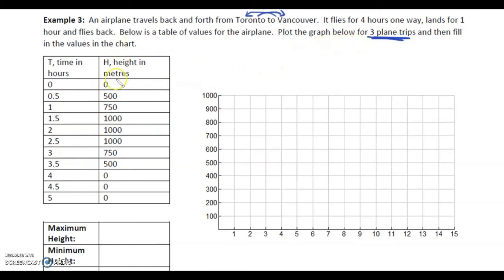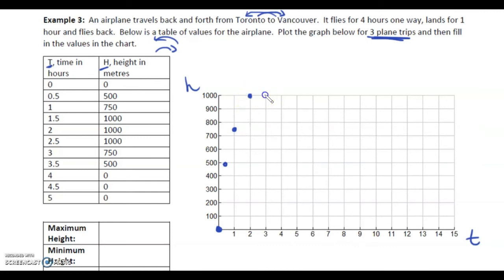So here's the thing. We're not going like there and back in the graph. We're actually going to just do time and height. Okay, so this is going to be height, this is going to be time. Oh, and we already have an x and the y-axis, so let's actually plot 0, 0. Okay, 0.5, 500. Okay, so after half an hour, the flight is 500 meters in the air. After an hour, it's 750. After 1.5 hours, it's going to be 1,000.